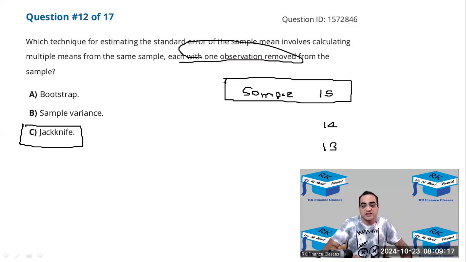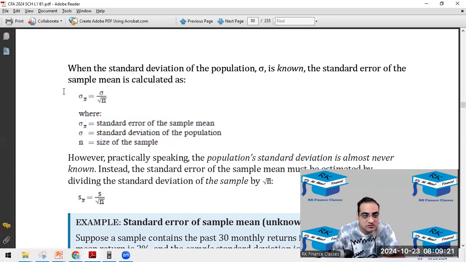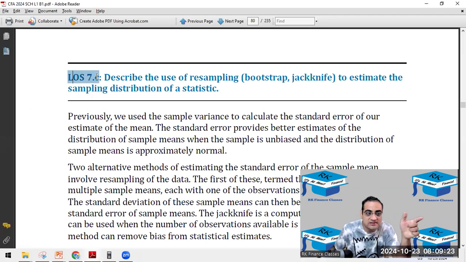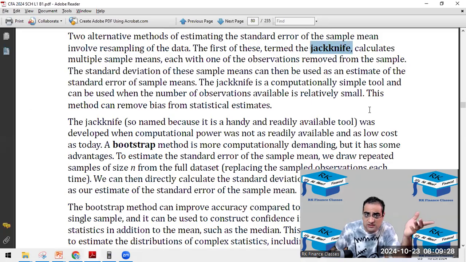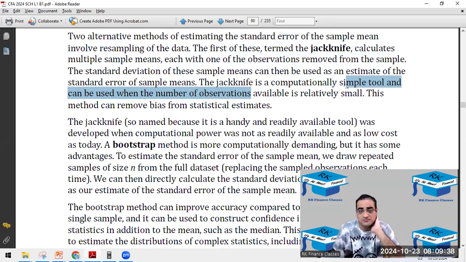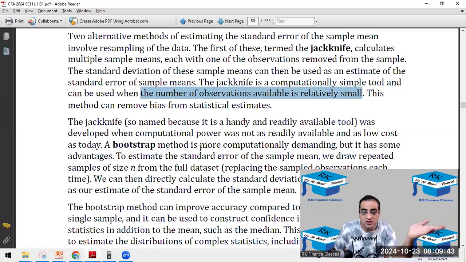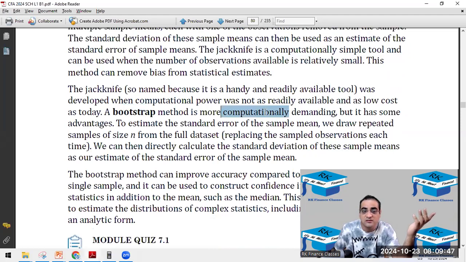So it was jackknife. I just told you, we just did it, but still let me show it to you. LOS 7.C, bootstrapping and jackknife. Jackknife was there in the bold also, with each of the observations removed, each sample with one observation removed from the sample. It is a computationally simple tool, and it is used when the number of observations is relatively small, whereas bootstrap is used when the number of observations is very large and it is computationally demanding.